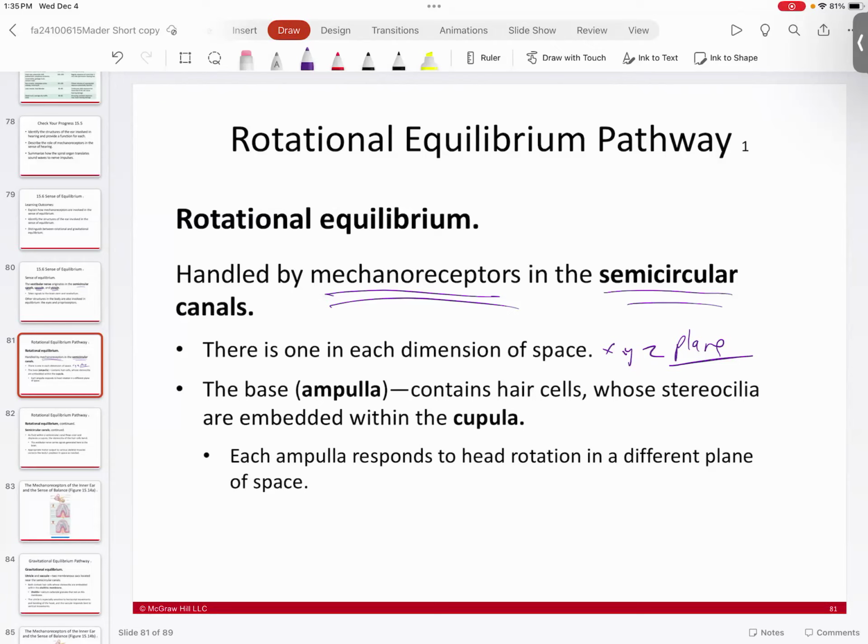Now, at the base of these semicircular canals is a structure called the ampulla. Inside the ampulla are hair cells, right? We just learned about those hair cells. Attached to them, just like in the inner ear and the cochlea, are stereocilia. Only in this case, the stereocilia are not attached to a membrane. They are embedded in a structure called the cupula, which is kind of a blob of gelatinous goo.